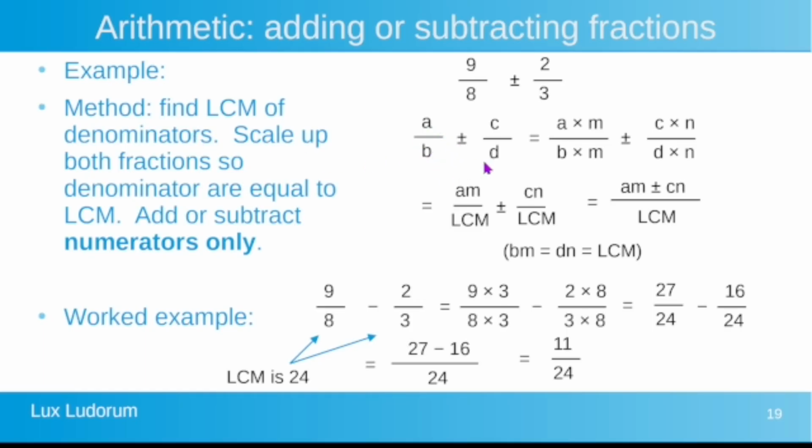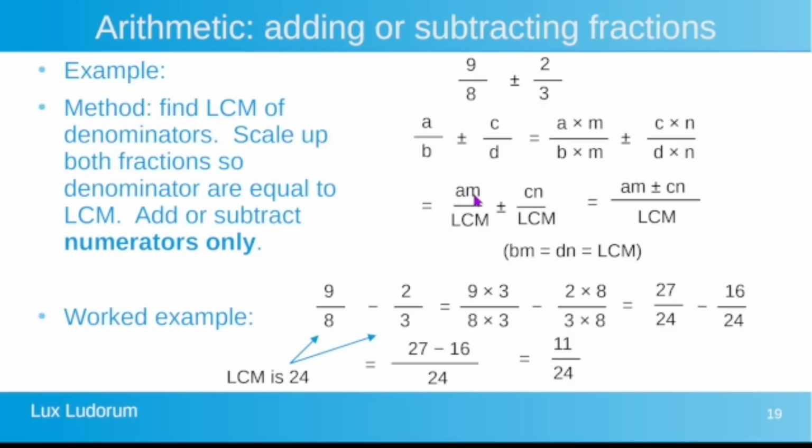This is it in symbol form, a over b plus or minus c over d. We're looking for something to multiply the top and bottom of the first fraction by, and then we're looking for something, it's going to be something else, to multiply the second fraction top and bottom by to give it the same number on the bottom, which is the lowest common multiple. In other words, b times m should be the same as d times n.